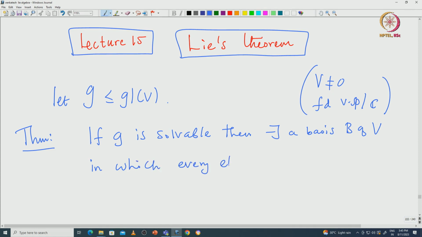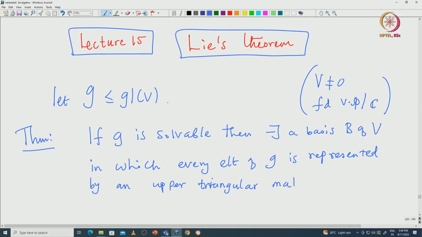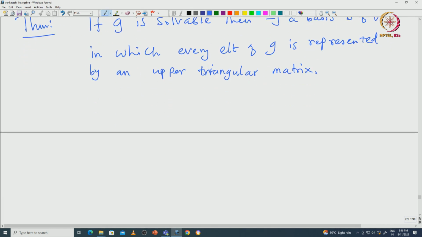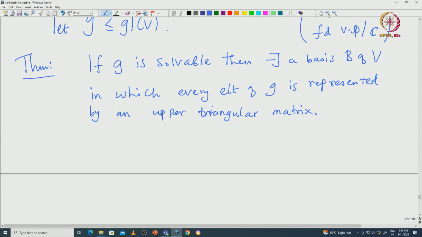So, there exists a basis B of V in which every element of G is represented by an upper triangular matrix. We already know that any subalgebra of the Lie algebra of upper triangular matrices will be solvable. So, indeed Lie's theorem gives us the converse of that statement. Okay, so let us see how one actually proves this.